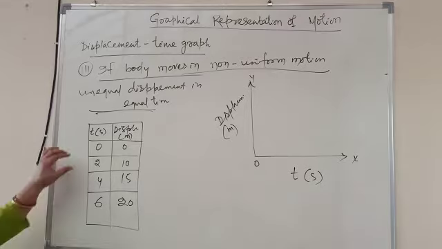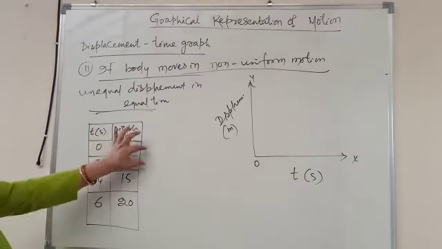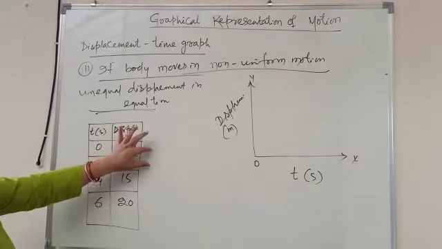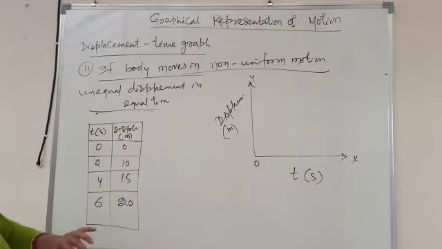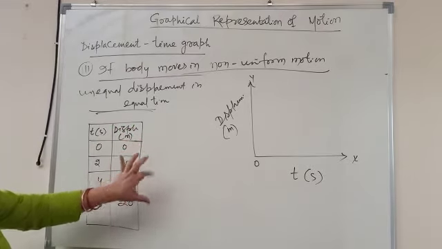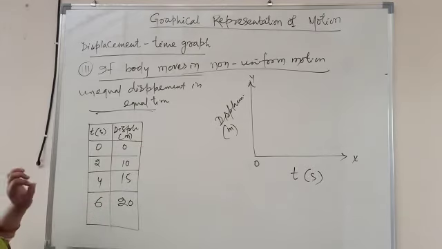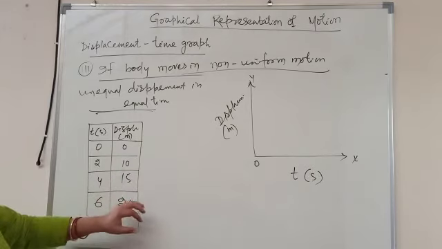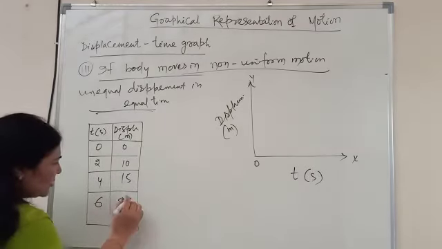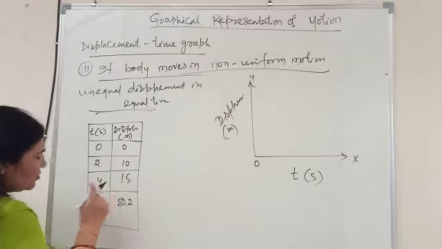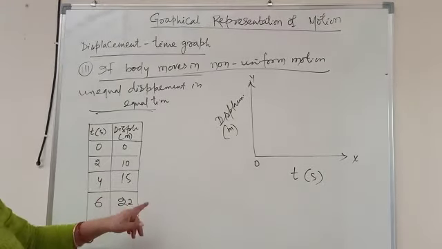So you can see here the time gap in all the cases is the same. Is the displacement covered the same? 0 to 10 in the first 2 seconds, so 10 meters. Then 10 to 15, so 5 meter is the difference here in the next 2 seconds. 15 to 20, this is also 5 meter. Let's suppose I am taking this as 22. Now 15 to 22, so this is 7 meter.